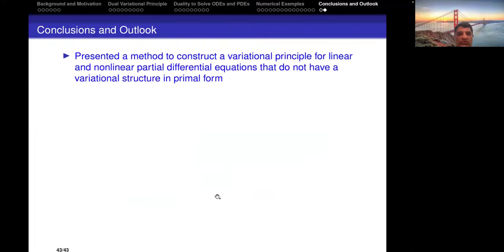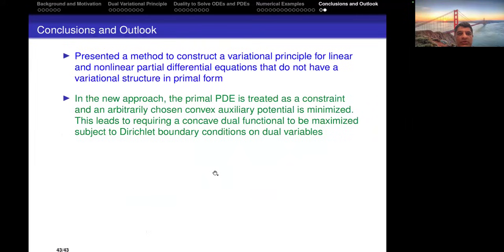And you can ask, obviously I can answer questions, but just to give you a quick overview of the whole talk. I hope I have given you at least a general idea of how to construct a variational principle for PDEs and ODEs that do not have a variational structure in primal form. The key ingredient in this approach is that you treat the given equations as constraints. And if you have a second order PDE, you think of it as two first order PDEs and then think of it as constraints. But the flexibility is really in the choice of the potential, which you can pick to dominate the nonlinearities in the problem. And the nice thing is that you only end up with Dirichlet boundary conditions on dual variables. In fact, you can use zero Dirichlet boundary conditions on dual variables, which is even nicer.